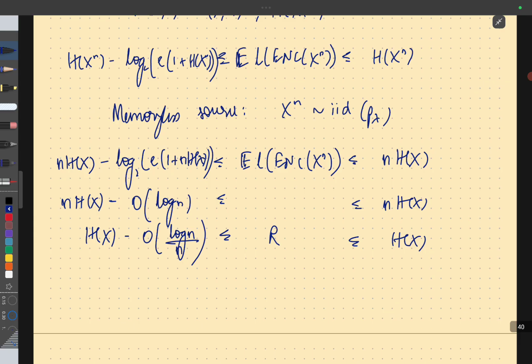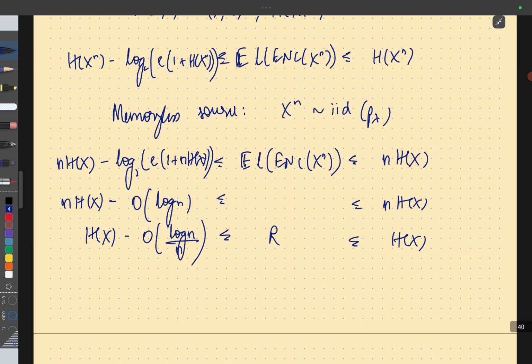Okay. So we have this upper bound and we have this lower bound. The question is, if I'm only interested in the first order, just the rate itself, then as n tends to infinity, the optimal rate of compression is entropy, H of X. Right? So that's the first order term.